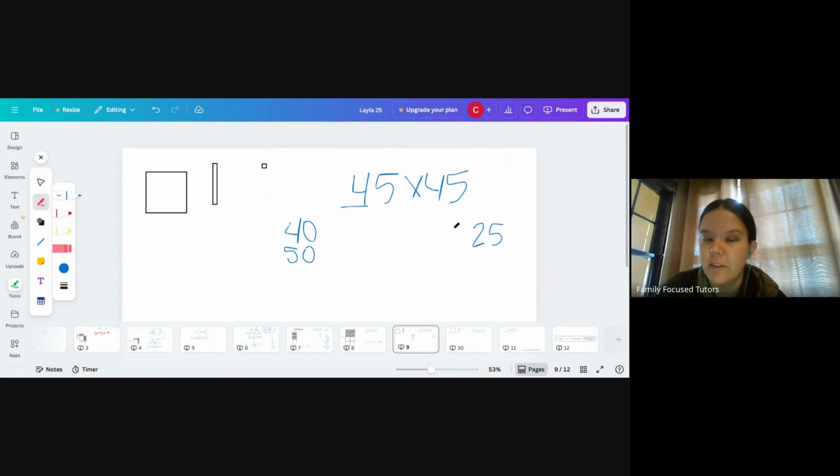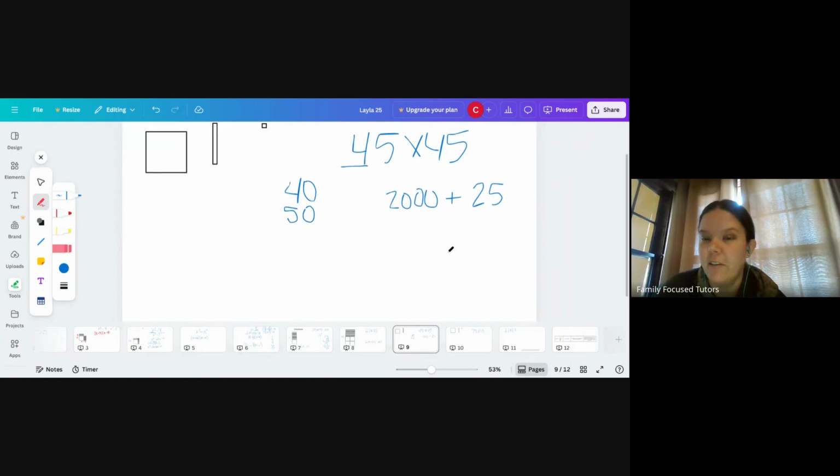So 40 times 50 is 4 times 5 is 20, and then you add 2 zeros. So 2000 plus 25. And that will give you your answer. So if you multiply this out, 45 times 45, it will do the same thing.